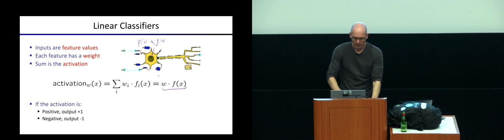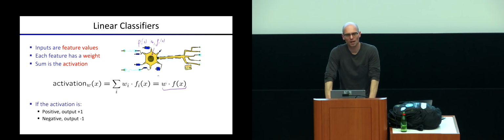Okay, if the activation is positive, the output, we'll call it positive one, and we'll have the positive class. If the output is negative, we'll say it's the negative class. You might wonder, how can it be negative? Well, these weights could be negative, and then if a positive feature value comes in and the weight is negative, you get a negative output if that dominates. Or you could have a feature value that's negative and a weight vector that has a positive entry, and together it becomes a negative output.